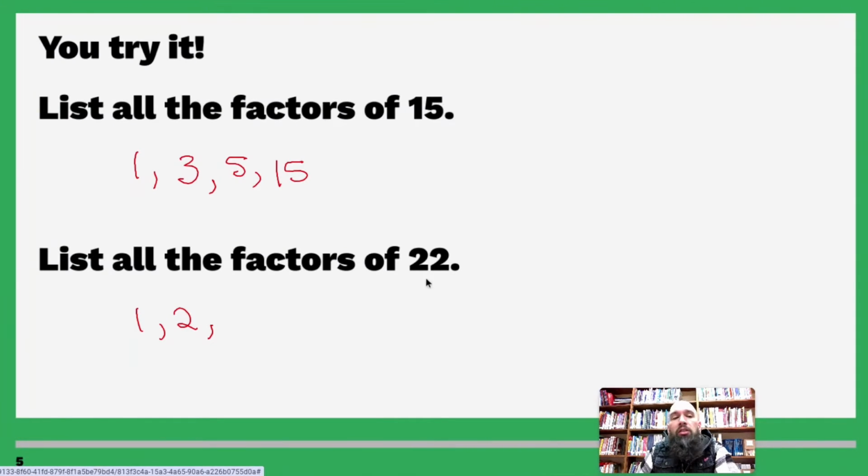5? No. 6? No. 7? No. 8? No. 9? No. 10? No. 11? Yes, you can divide that by 11. What about 12? No, but you know what? 11's the halfway point. So once we hit 11, we can jump straight to 22.